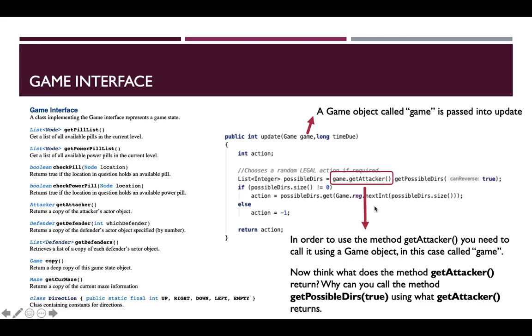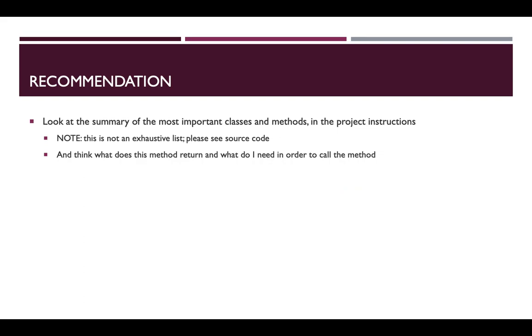For the second question, I would go into your project instructions and look: under what interface is getPossibleDirections? That can give you an inkling of what object you need in order to call it in your code. Then think, why does calling game.getAttacker and using whatever that returns to then call getPossibleDirections work? So start thinking like that when you read the instructions and see how everything connects. Again, that's my recommendation.